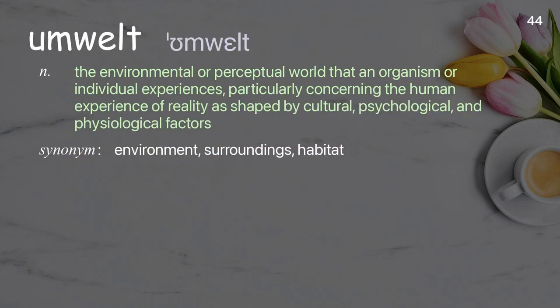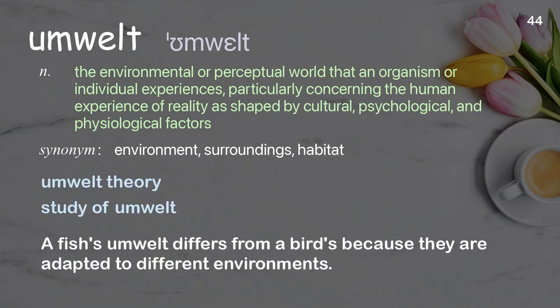Umwelt. The environmental or perceptual world that an organism or individual experiences, particularly concerning the human experience of reality as shaped by cultural, psychological, and physiological factors. Examples: Umwelt theory, study of Umwelt. A fish's umwelt differs from a bird's because they are adapted to different environments.